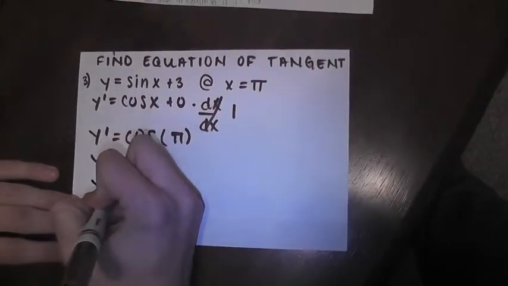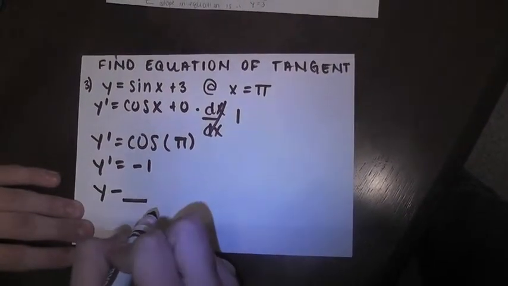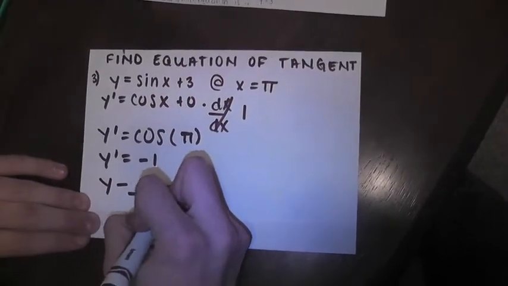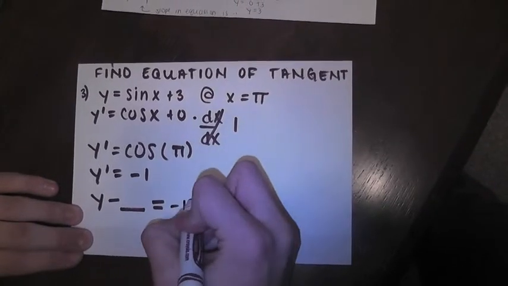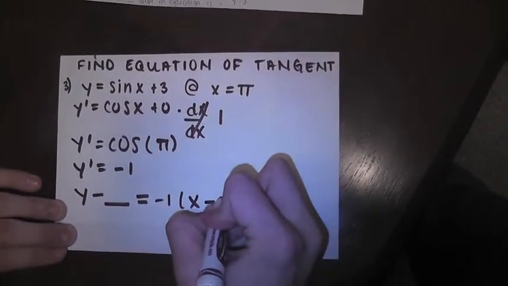So we use y minus blank, because we don't know what the y-coordinate is, equals m, which is your slope, which we just solved to be -1, times x minus pi.